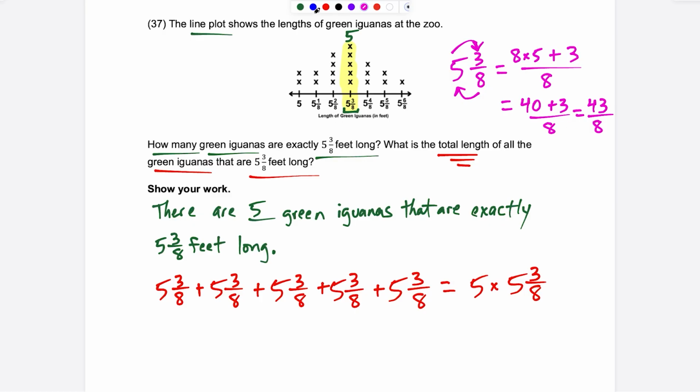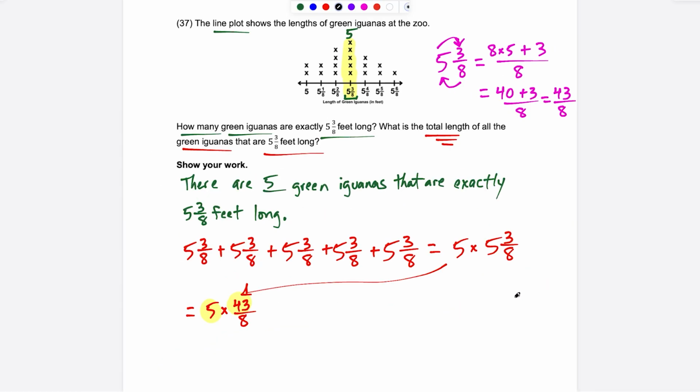So we could say next that this product, we're just going to draw it over here. We're going to say this is equal to 5 times 43 over 8. I'll just make this a little bit neater. So 5 times 43 over 8. And now for this part, when you multiply a whole number by an improper fraction or any fraction, you can multiply the whole number to the numerator.